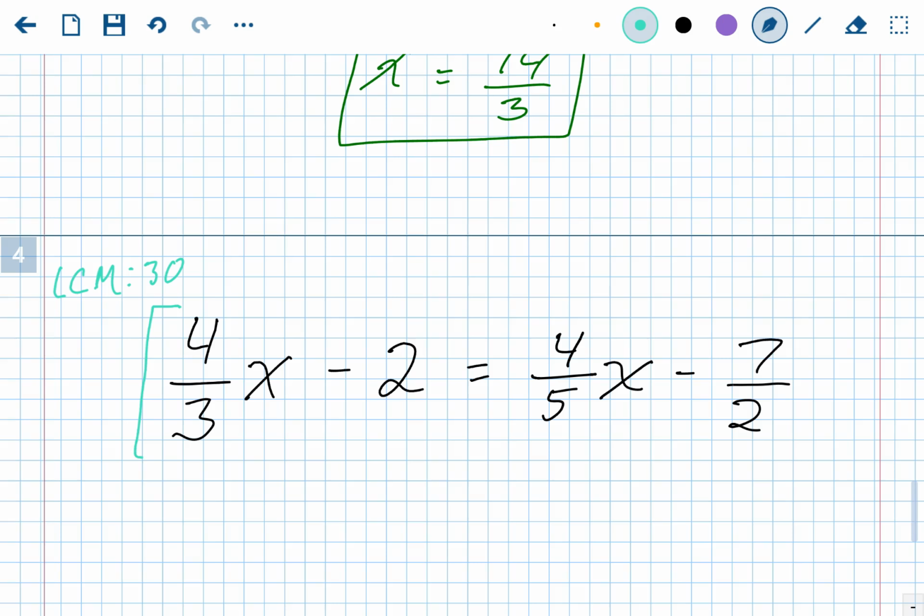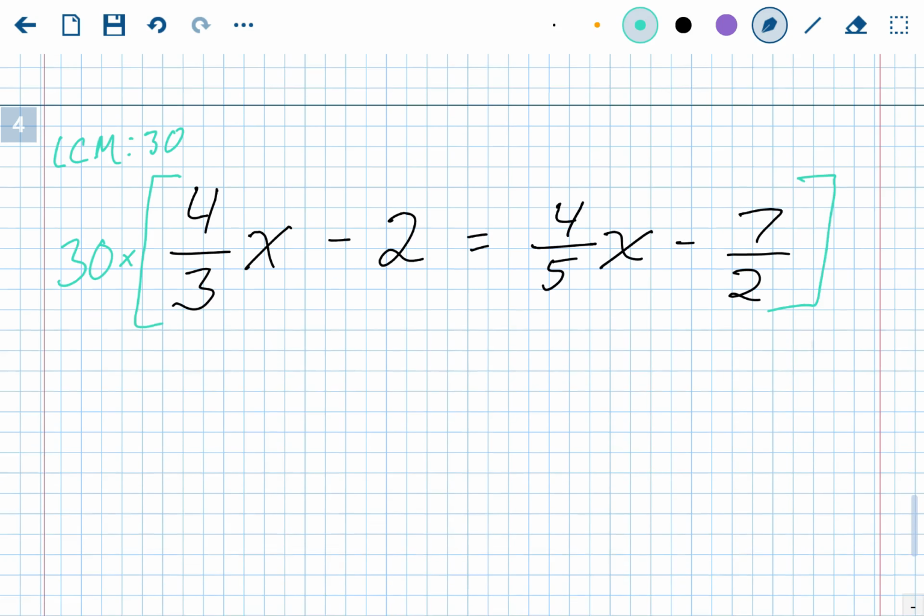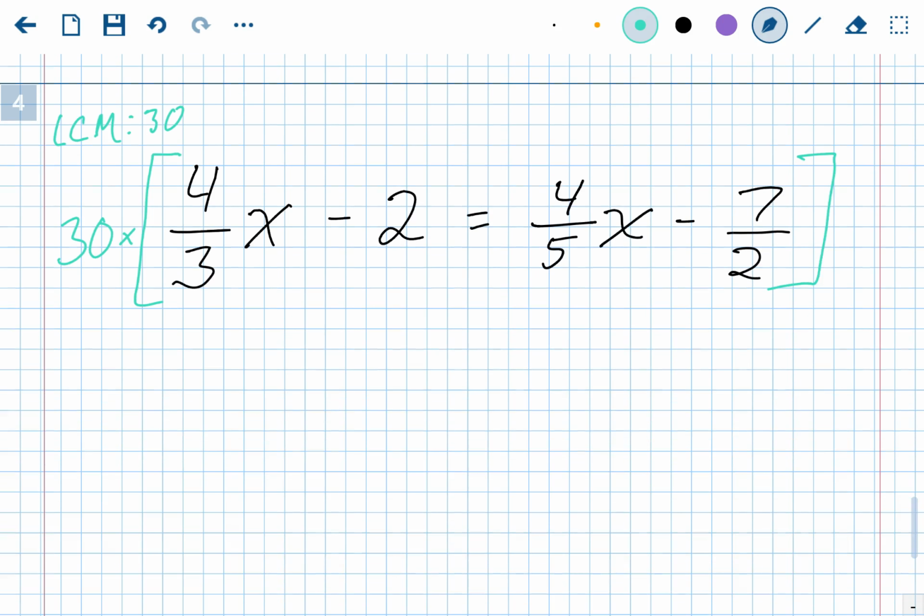So we're going to multiply everything by 30. So multiply each term by 30. Multiply the top number by 30, leave the bottom number the same. So 30 times 4 is 120 over 3.